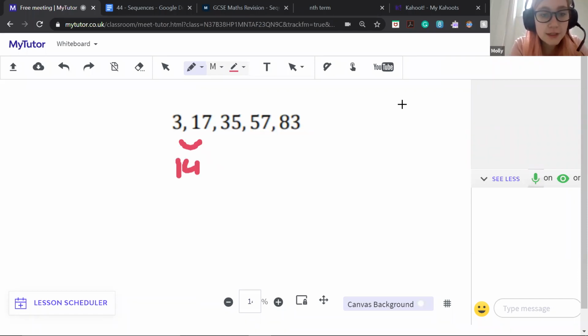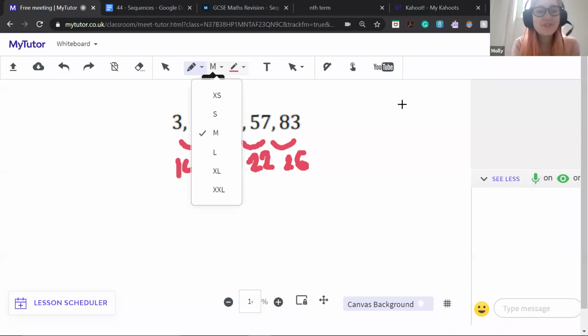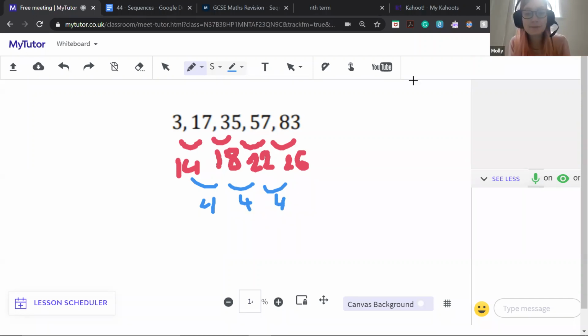So we find the difference: 14, 18, oh my gosh, embarrassing. 22, 26. Okay, and then that's still not equal, so we do another level. 4, 4, 4. Now those are equal. So what do people think the n squared part of this is?